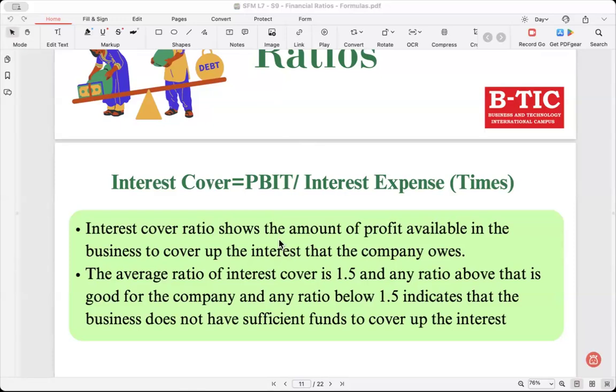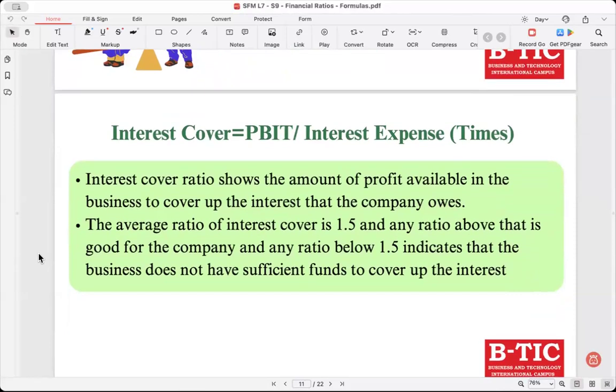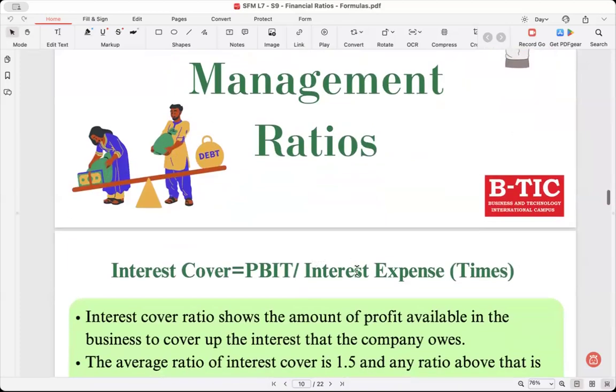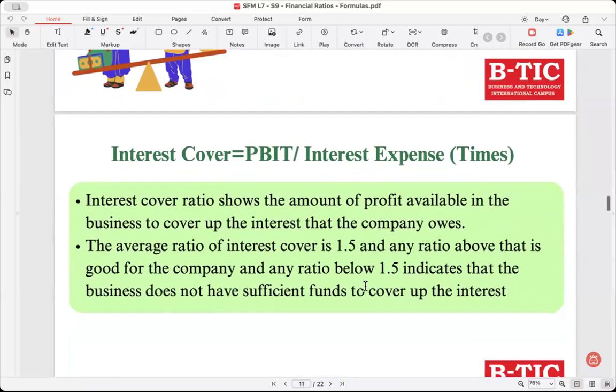So interest coverage is 1.5. If it is below 1.5, it is risky for the company, meaning they will not be able to cover their interest comfortably or smoothly. More than 1.5 is good, which indicates that the company has a strong buffer. So interest cover is PBIT, profit before interest and tax, divided by interest expense.